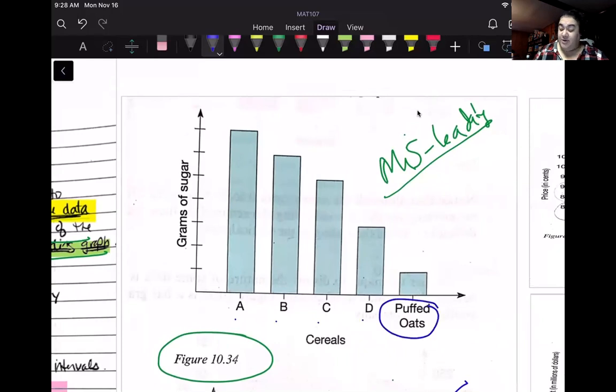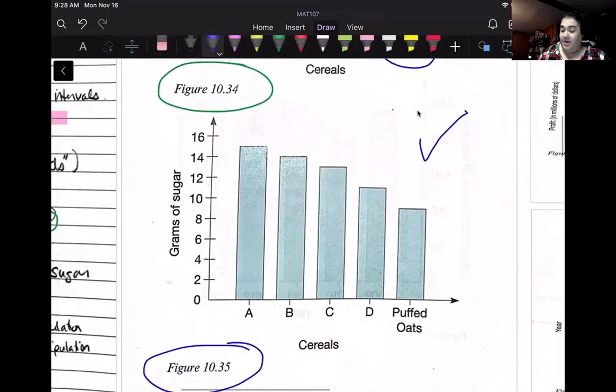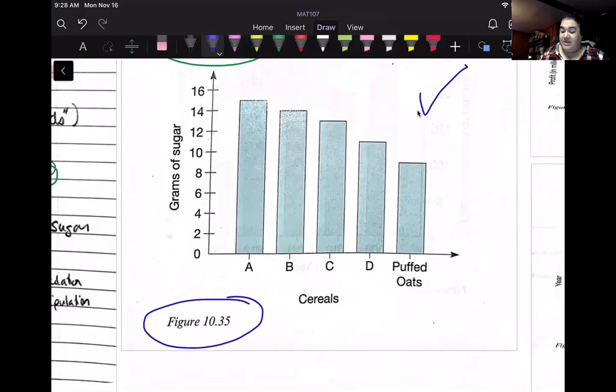Now, on this graph, clearly puffed oats has the least amount of grams of sugar. So it must be the healthiest, right? That's what they're trying to get you to come to. However, when you look at the more accurate one, you notice that yes, it does have the least, but not by that much. Okay? The difference between it and the next guy up that is being considered as not healthy is only 2 grams of sugar, from 10 to 12.